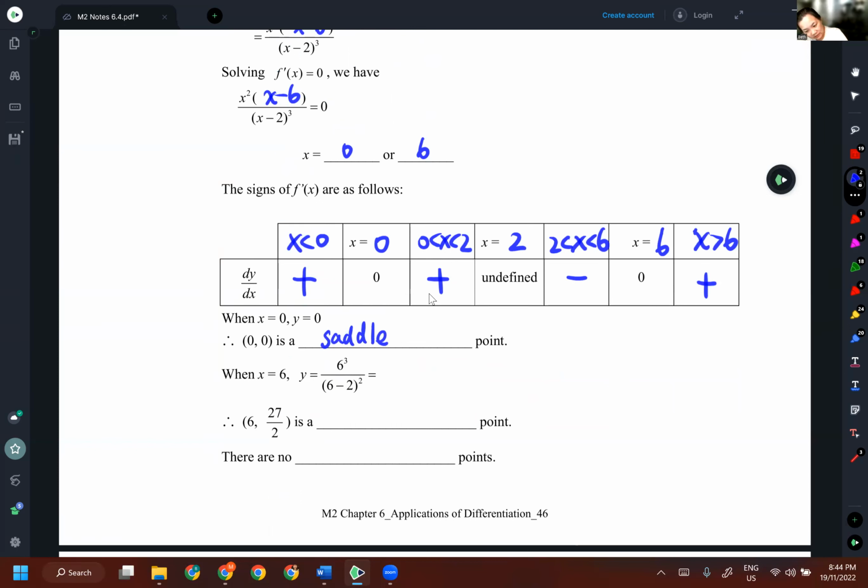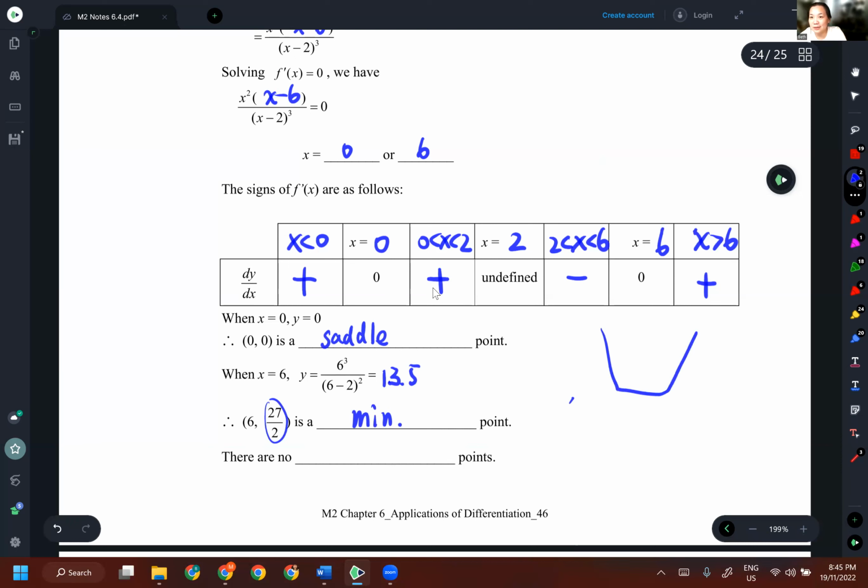And x equals 6, y equals the value 6 cubed divided by 4 squared, 13.5. Oh, it's there. 13.5. And that one is a maximum. Oh, sorry, minimum. I always need to check up. Negative, 0, positive is a minimum. There are no maximum points. Okay.